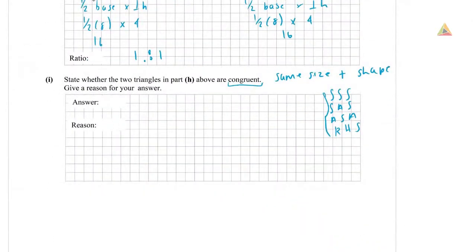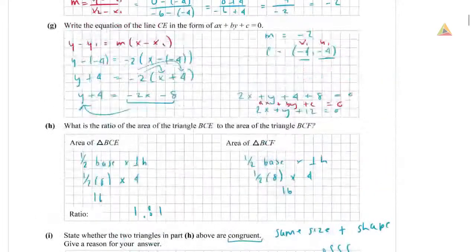Okay, so EB is the same as CF, and they're opposite sides of a parallelogram. So we're using the proof SSS, so yes, they're congruent. Okay, that's one side. We need to prove another side now.